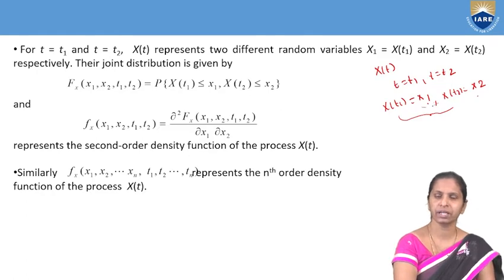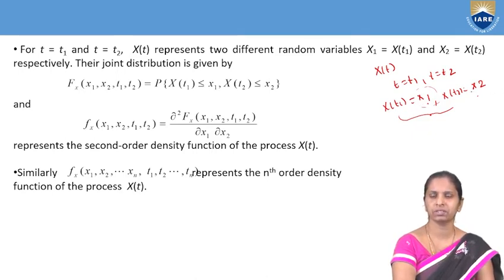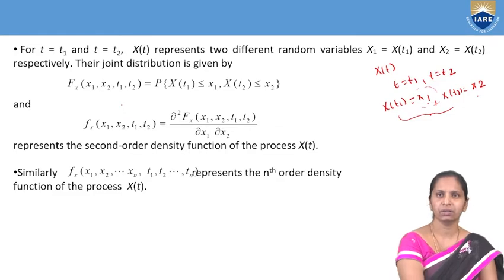In the previous case, I have taken the distribution function individually: the distribution function of the random variable x1, similarly the distribution function of the random variable x2, and so on, the distribution function of the random variable xn. But here what I am taking is the joint distribution function of the 2 random variables x1 and x2. Then it is called what? Second order, because I am taking 2 random variables. So it is called the second order joint distribution function.